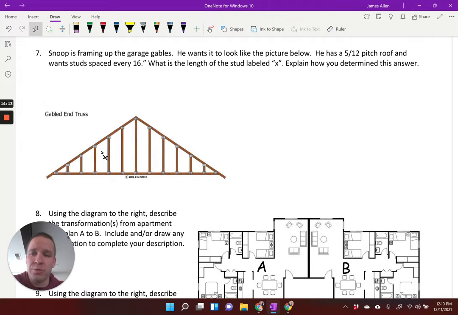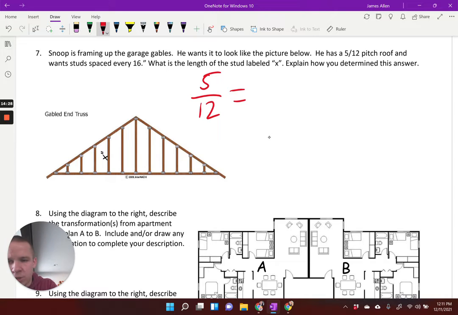So now we have a 5/12 pitch roof, and you want studs spaced every 16 inches. What is the length of the stud labeled X? Explain how we determine the answer. So my pitch is 5/12, and I know that it's every 16 inches, right? And this time we're going 1, 2, 3, 4 studs over. So that'd be 64 inches, right? 16 times 4.